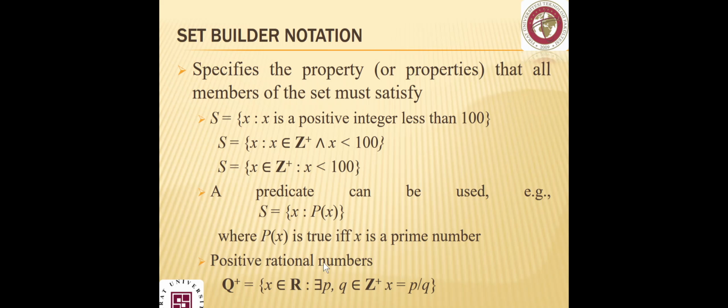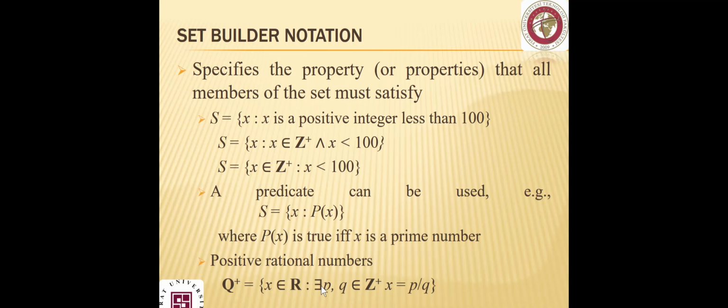Right. How about this? Positive rational numbers. We can define them by a predicate. It's possible inside the set builder notation. X is an element of real numbers. Why? Because they have decimal point in this case. It's not defined as exactly an integer, positive or negative, it doesn't matter here, but it's a division of integers.